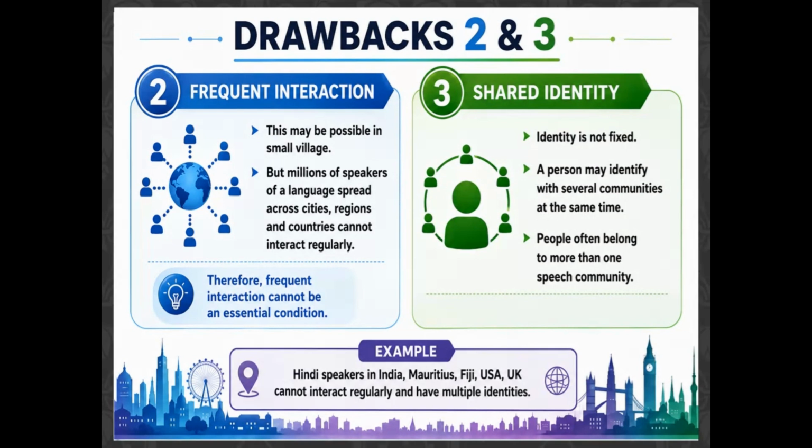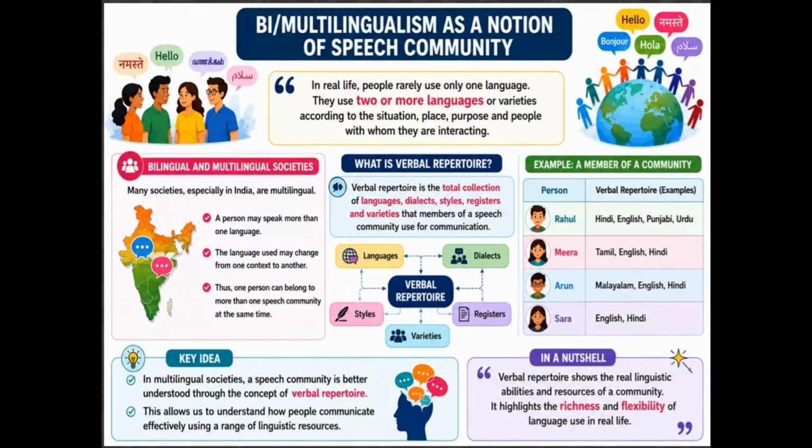So if the traditional definition has all these limitations, how do sociolinguists explain multilingual societies like India? This brings us to the next concept, that is bilingualism or multilingualism, and the notion of speech community. The speech community can be better understood through its verbal repertoire. A verbal repertoire is the total collection of languages, dialects, styles, registers and language varieties available to the members of a speech community. It is important to remember that every member does not know every language equally well.